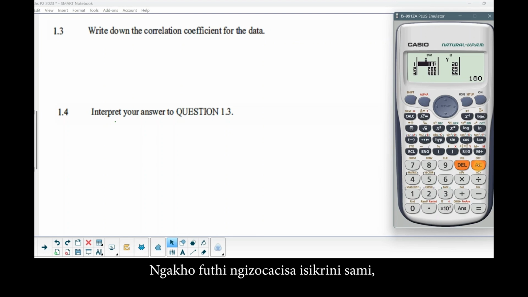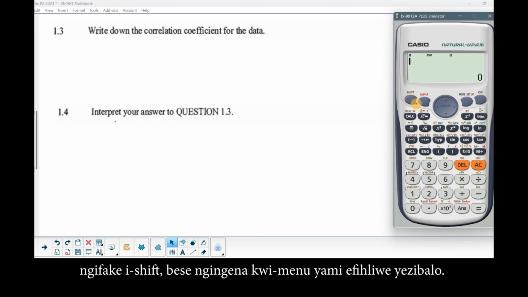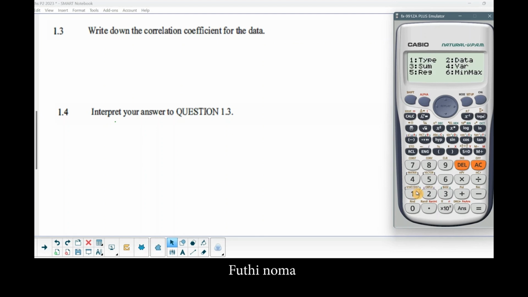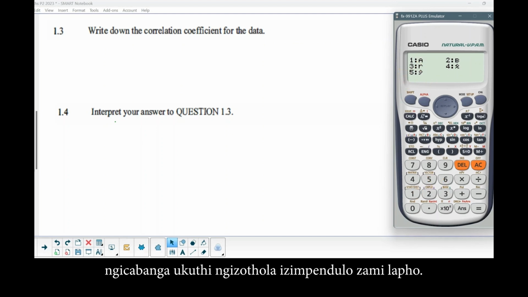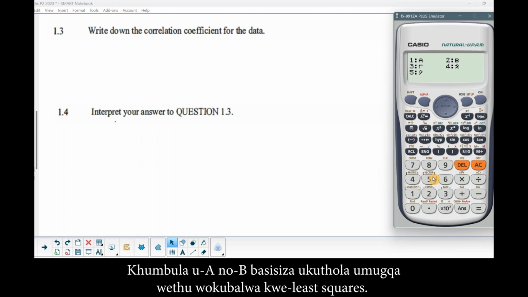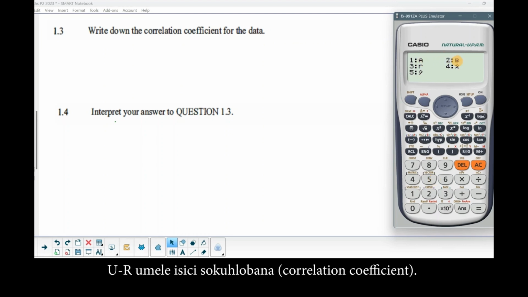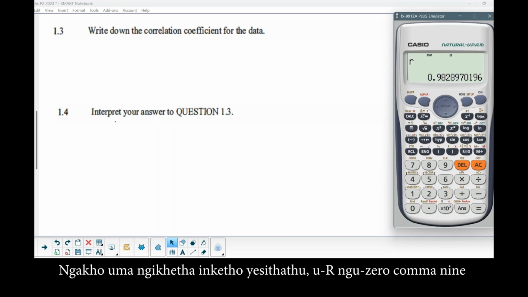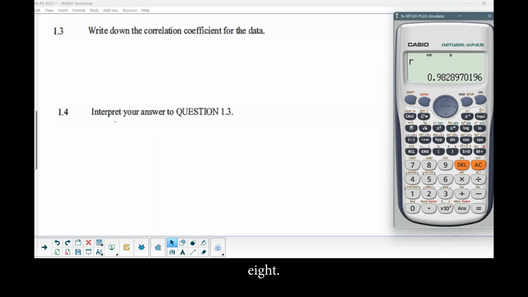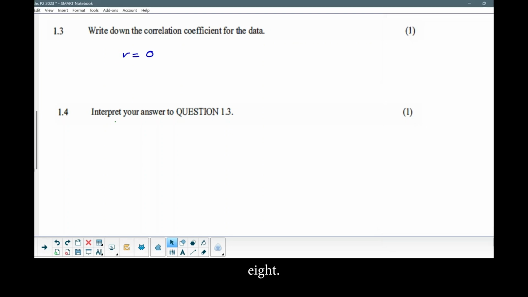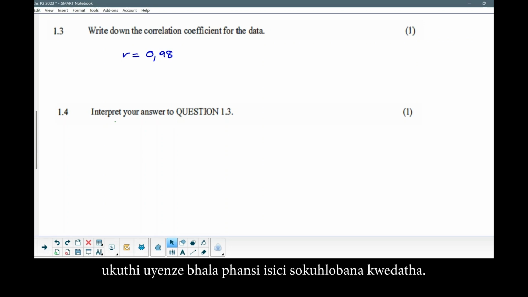So again, I'm going to clear my screen. I go Shift and my stats secret menu. And even though I am still working with regression, I think I'm going to find my answers in here. So remember, A and B helped us find our least squares regression line. R represents your correlation coefficient. So if I choose option 3, R is 0,98. Right, so that's all they needed you to do. Write down your correlation for the data.